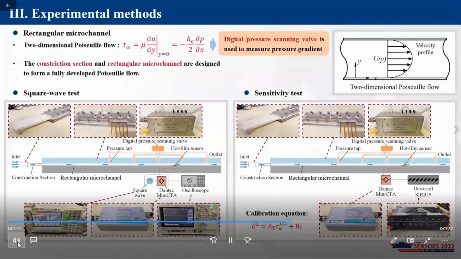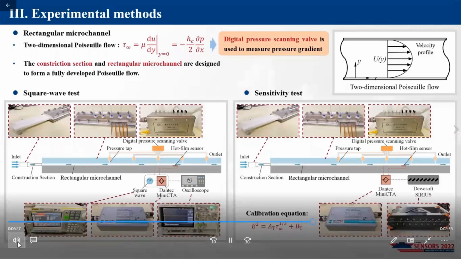The experiment of frequency response and sensitivity is carried out in a rectangular microchannel, whose cross-section length is 30 mm and height is 1.88 mm. The flow field is fully developed to form Poiseuille flow, whose flow state is laminar flow and velocity distribution is parabolic. We can calculate the wall shear stress from the pressure gradient. The digital pressure scanning valve is used to measure the pressure gradient.